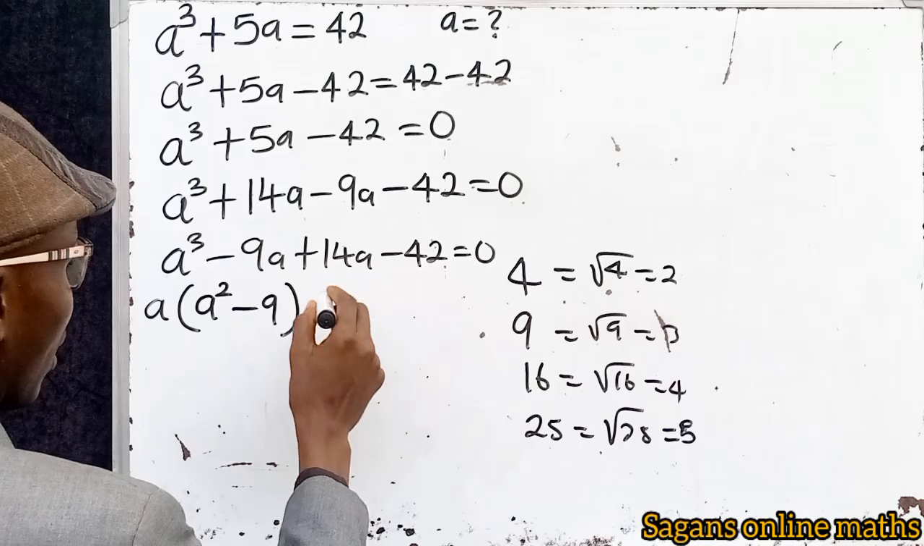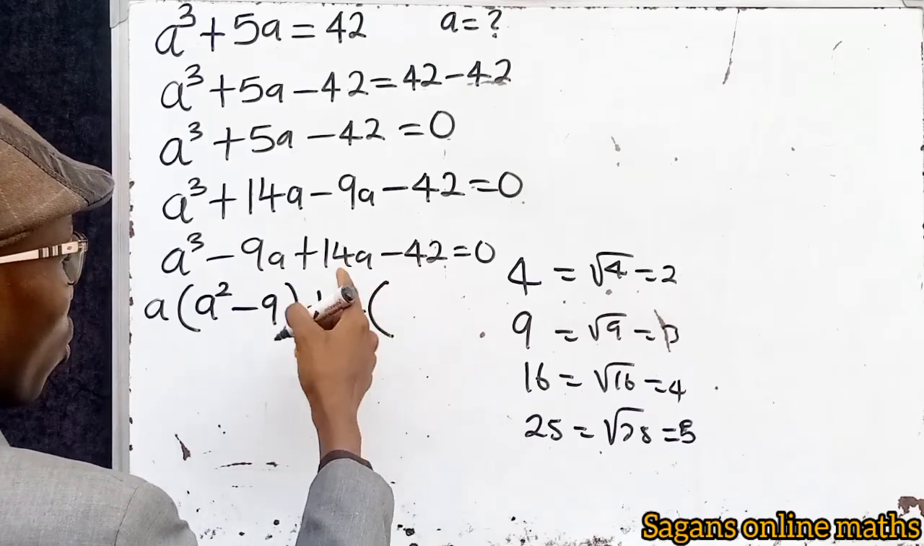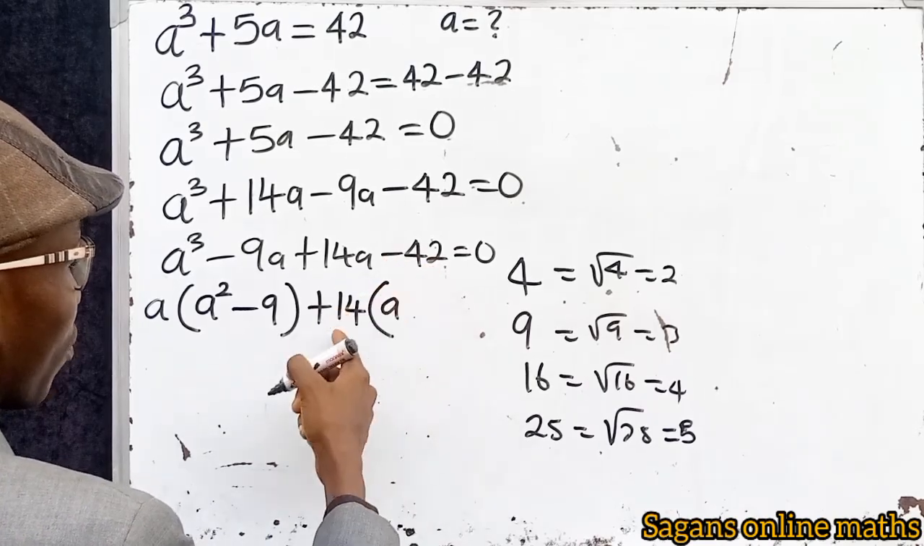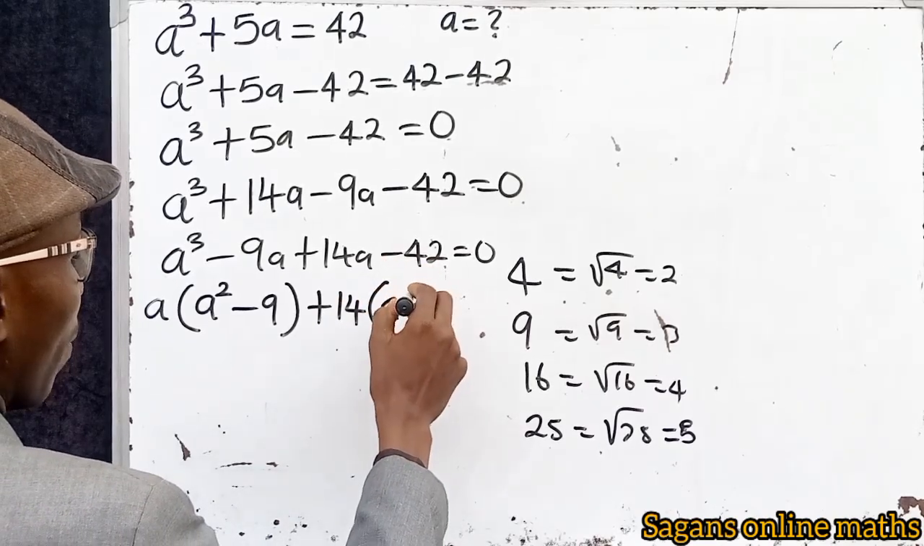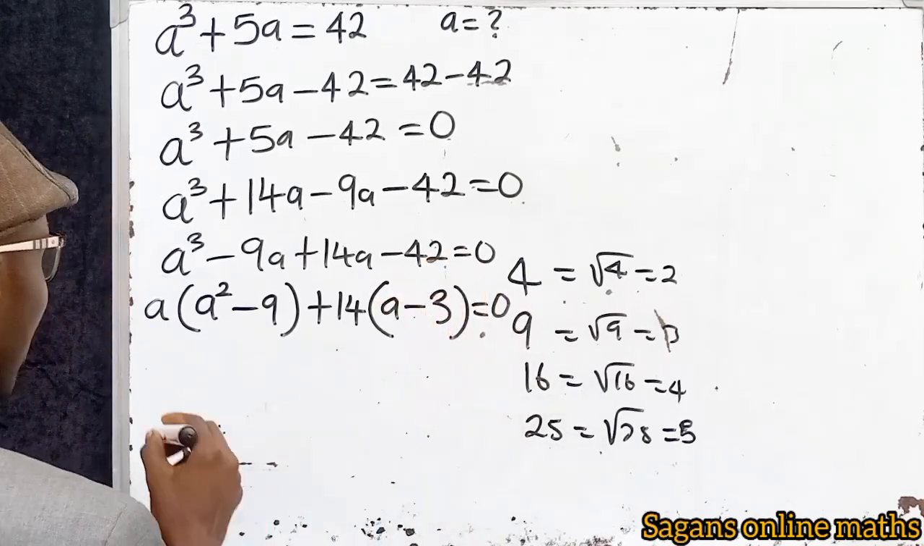Then what is common here? Plus 14 is common, since 14 can go into 42. 14a divided by 14 will give us a. Then minus 42 divided by 14 will give us minus 3. All this equals 0.